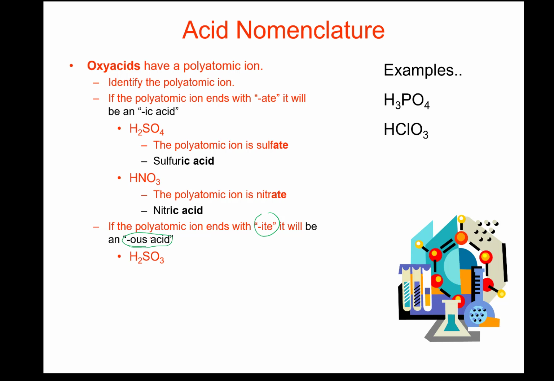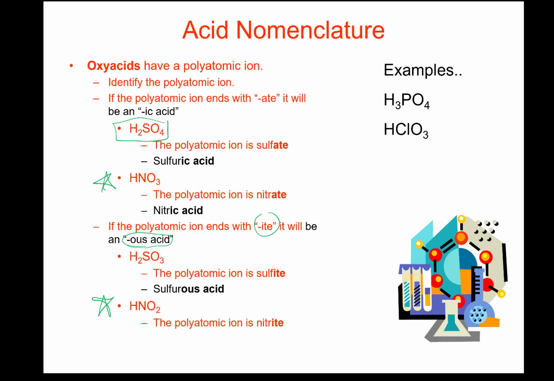H2SO3. Remember H2SO4, which we just saw, has the sulfate polyatomic ion. One less oxygen is sulfite. So ite becomes OUS. So it's sulfurous acid. HNO2. Before we had HNO3, now we're doing one less oxygen. NO3 was nitrate, one less oxygen is nitrite. Ite becomes OUS, and then acid: nitrous acid.